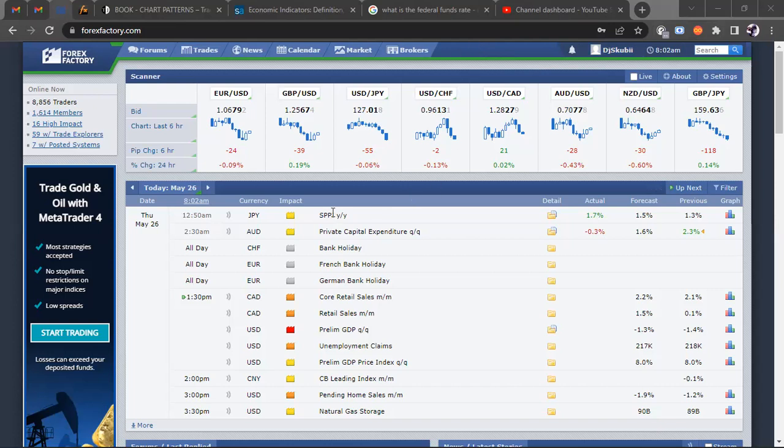Anyways, let's take a look at the fundamentals. We normally start with the fundamentals, and for today, we only have one high impact news, at 1:30 p.m. That's GBP quarter on quarter. That's GDP for the quarter.